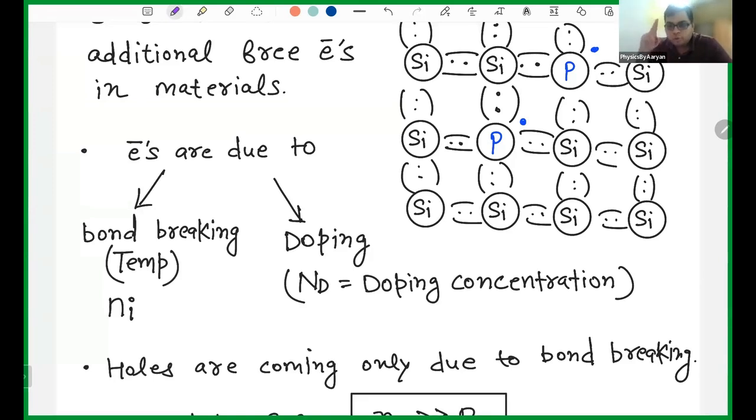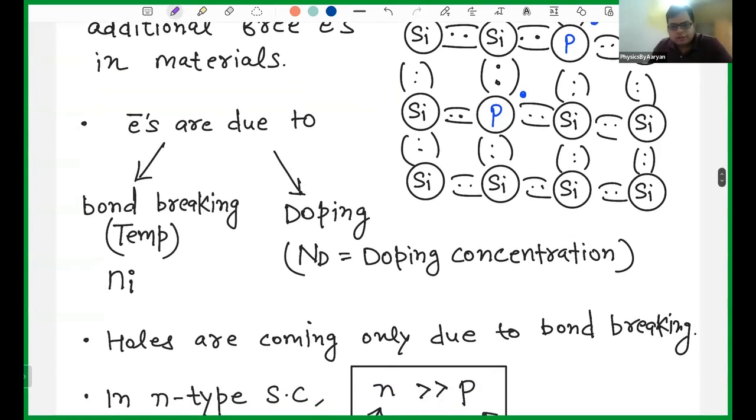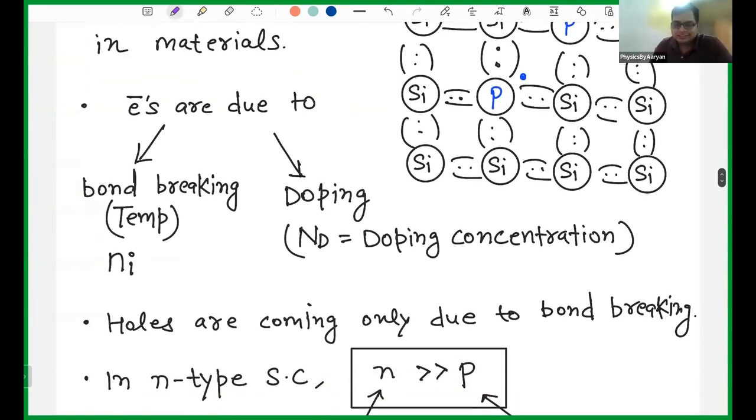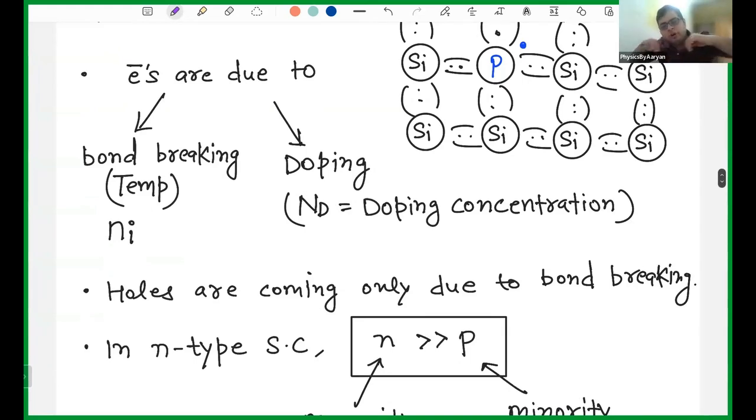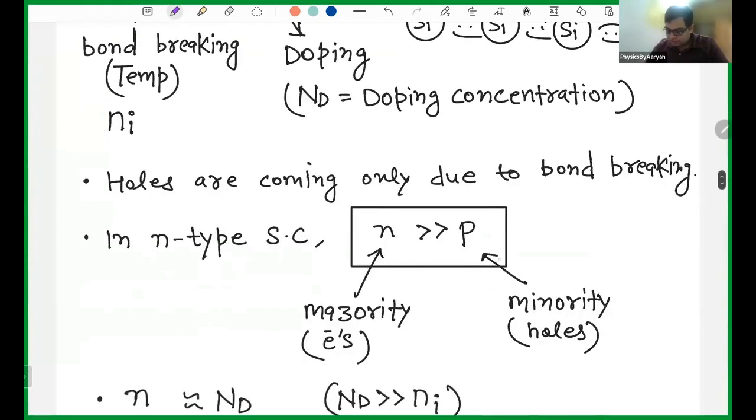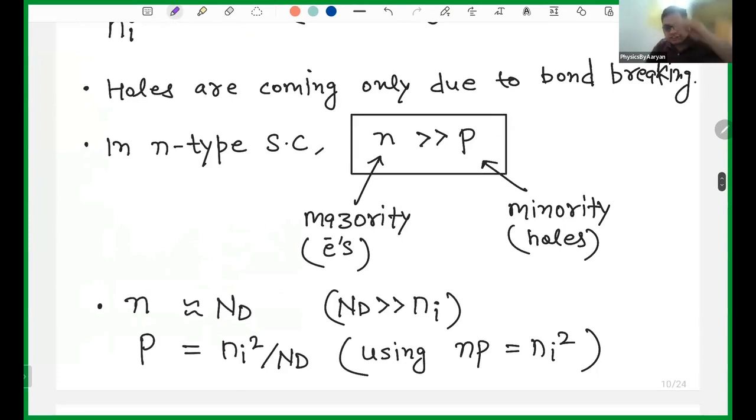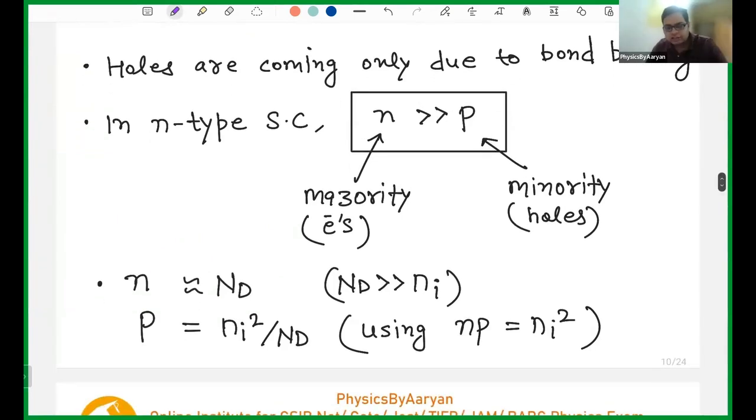So now electrons are coming in 2 ways: one because of doping and one because of bond breaking. But holes are coming only because of one thing, bond breaking. So you can clearly see that the number of electrons will become much larger than the number of holes. So in an N-type semiconductor, the number of electrons is much greater than the number of holes, and electrons are in majority. So electrons are known as majority charge carriers, while holes are known as minority charge carriers.